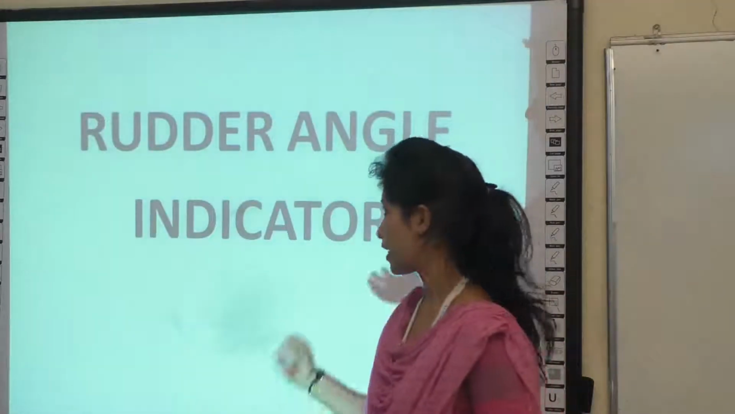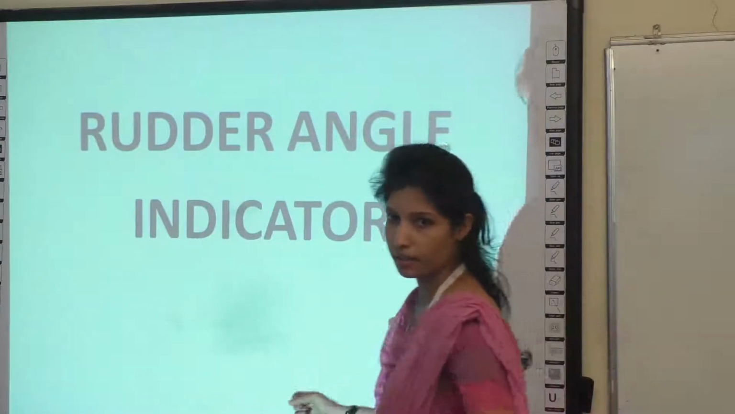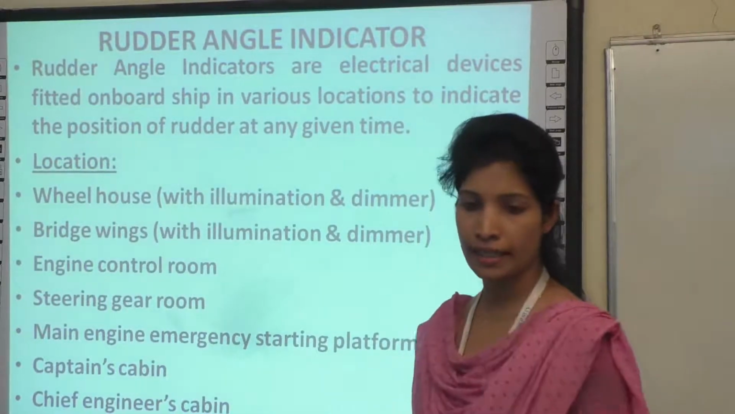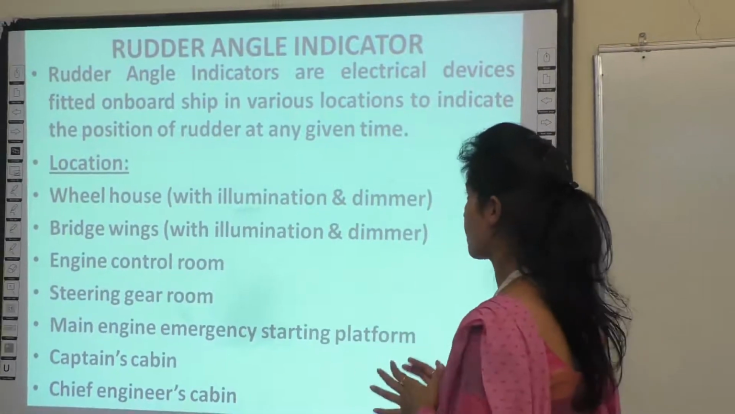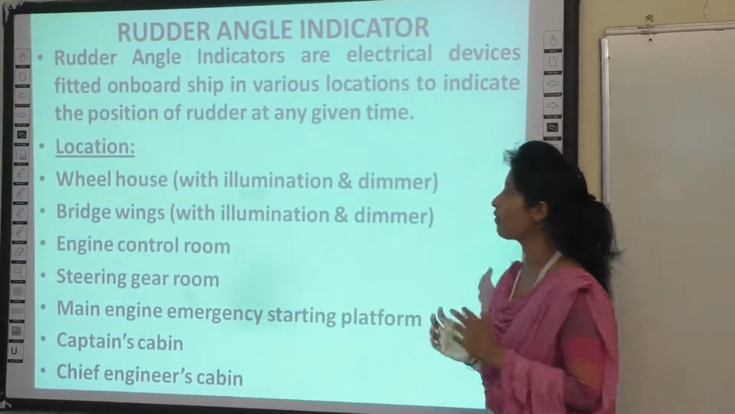Go for the rudder angle indicator. What is a rudder angle indicator? The rudder angle indicator is an electrical device fitted on board ship in various locations to indicate the position of the rudder at any given time.